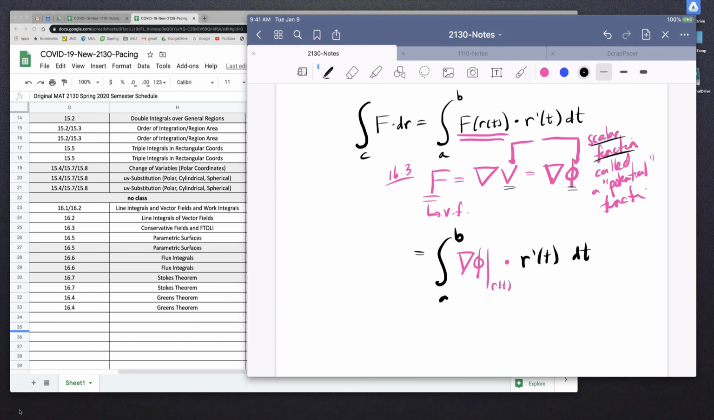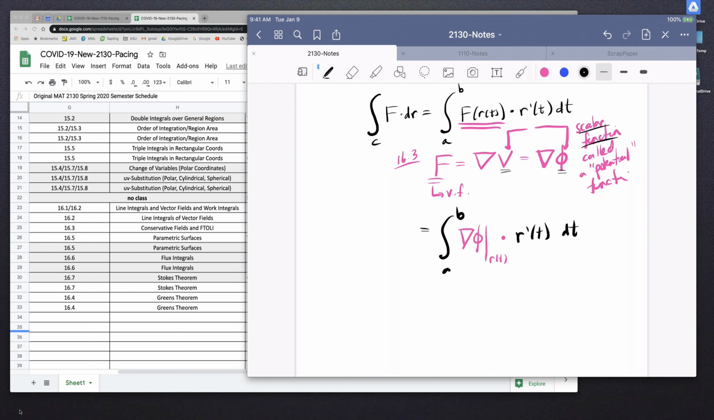So we substitute for that function the vector field, the gradient of some function, okay? And we need to go back to recall something called the chain rule. We have seen this quantity before: the gradient of phi along a curve r of t, dot producted with r prime of t.